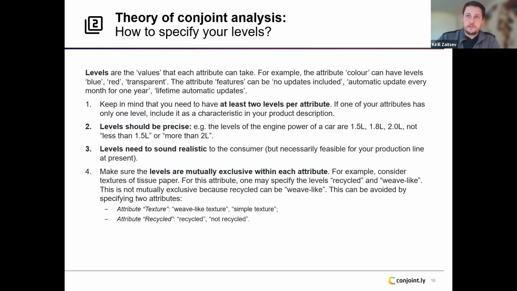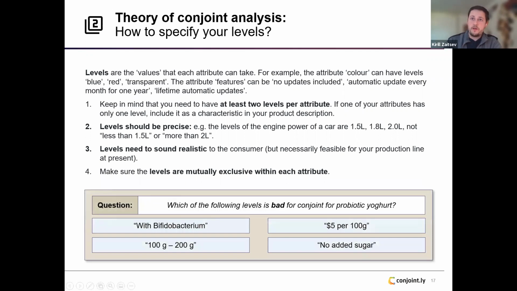Another little pop quiz here. Which of the following levels is not a good example for a conjoint level, especially for a probiotic yogurt? Is it with this unpronounceable thing, $5 per 100 grams, 100 to 200 grams, or no sugar added? Again, I'll give you guys a couple of seconds to ponder.